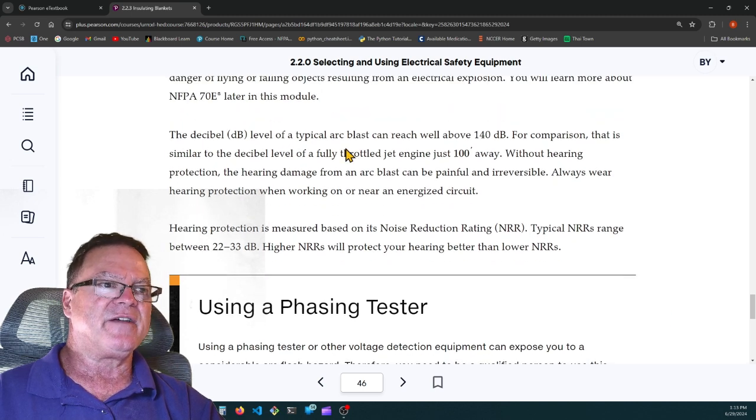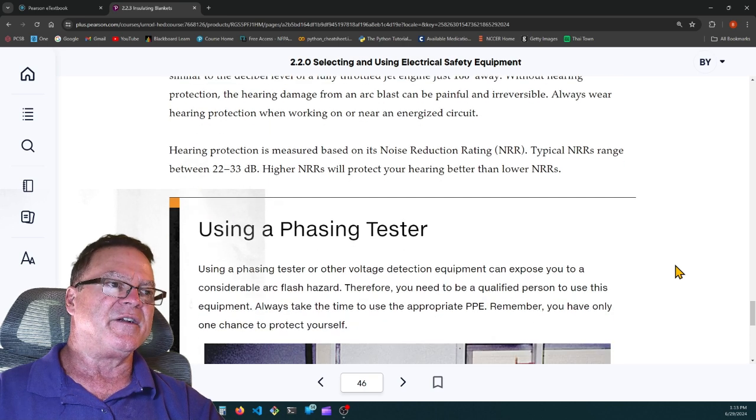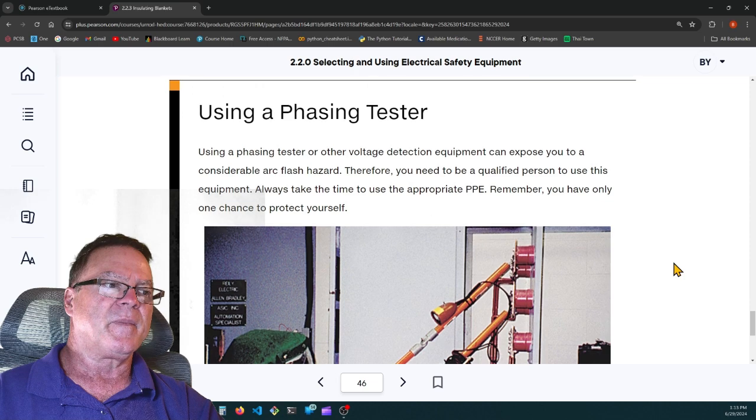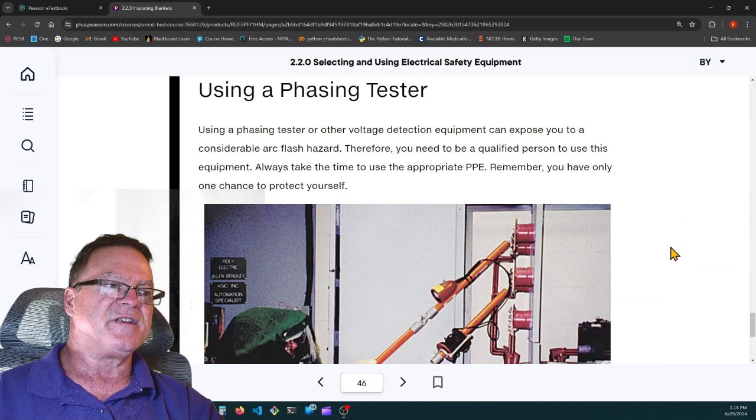Decibel. The decibel level of a typical arc blast can reach well above 140 decibels. For comparison, that's similar to the decibel level of a fully throttled jet engine just 100 feet away. Without wearing protection, the hearing damage from the arc blast can be painful and irreversible. Always wear hearing protection when working on or near an energized circuit. And here he is using a phasing tester.